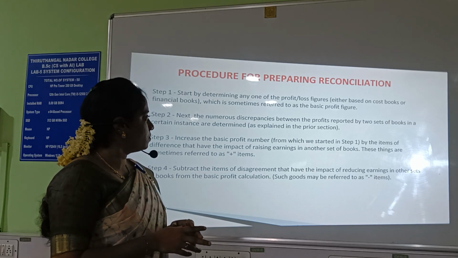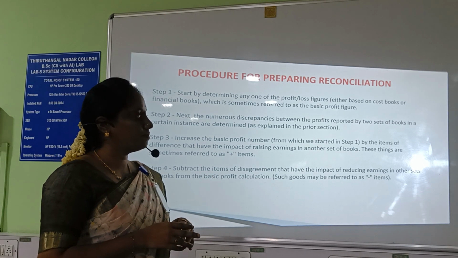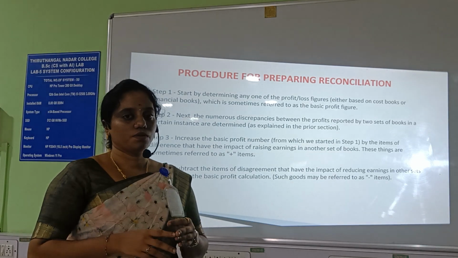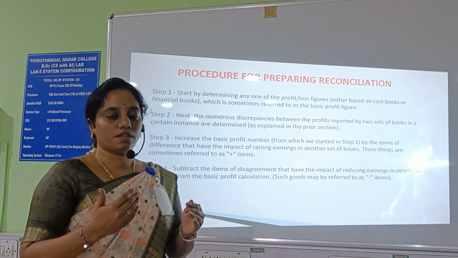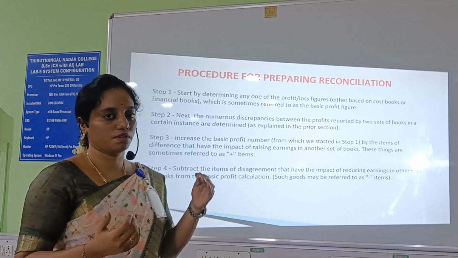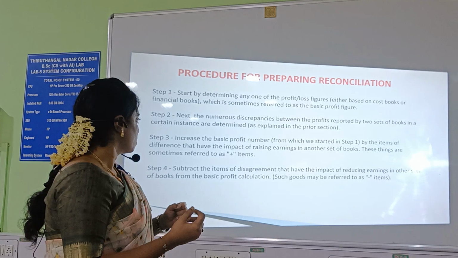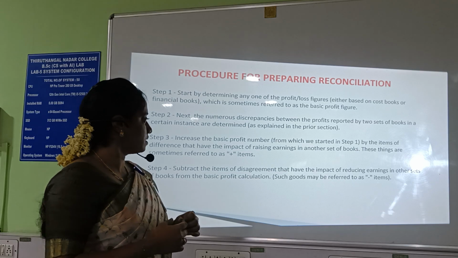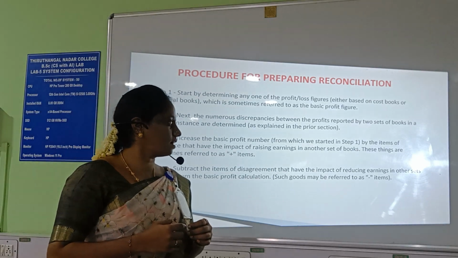Step 2. The numerous discrepancies between the profits reported by the two sets of books of accounts in a certain instance are determined. So what are the items they are giving? We have to consolidate whether it comes under financial accounts or it comes under cost accounts. Step 3. Increase the basic profit number by the items of difference that have the impact of raising earnings in another set of books.